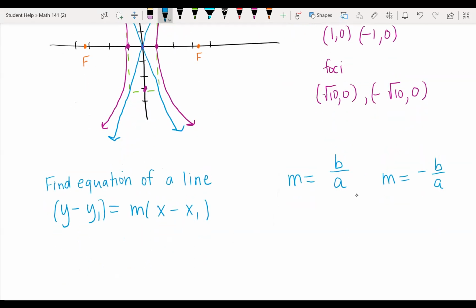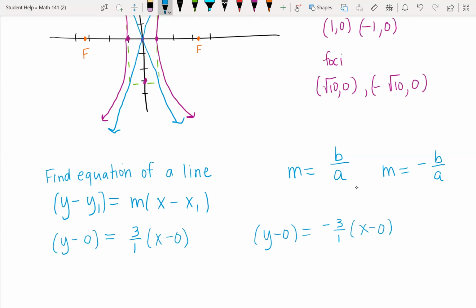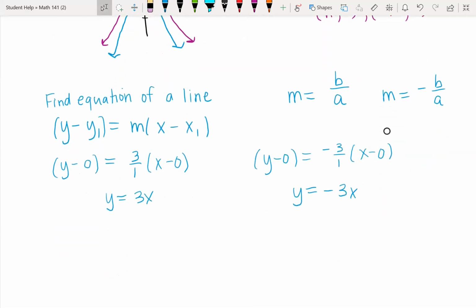So for one of our examples, I'm just going to use the origin as the point, because in this case we have the origin. We can use the center as the point that the asymptotes are going through. So y minus 0 equals 3 over 1 times x minus 0. And then the other one is y minus 0 is equal to negative 3 over 1 times x minus 0. So we have y equals 3x or y equals negative 3x. So these are my two asymptotes.